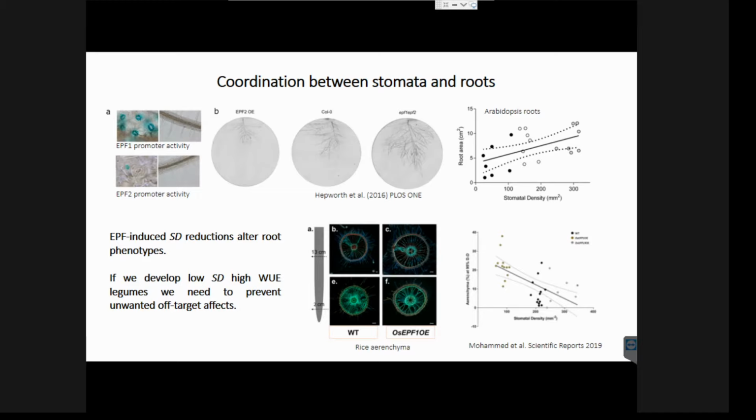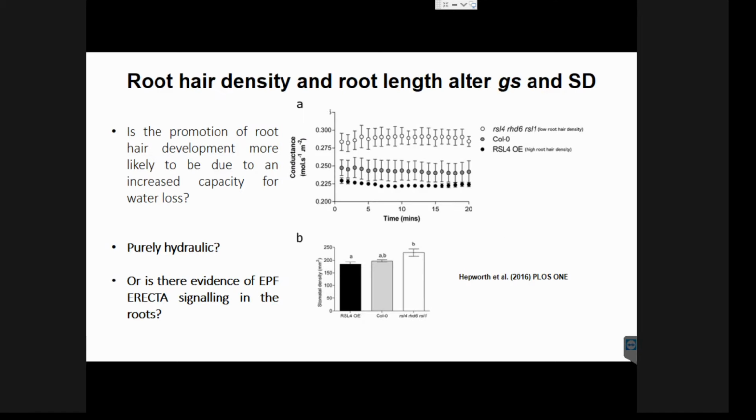And in our rice overexpressors, so we overexpressed an EPF1 in rice, we don't see big changes in root architecture, but we do see massive changes in aerenchyma. And you see here that there's an inverse proportionality between stomatal density and aerenchyma. So what is going on there? It's too early to say, but we don't think that it's a direct effect.